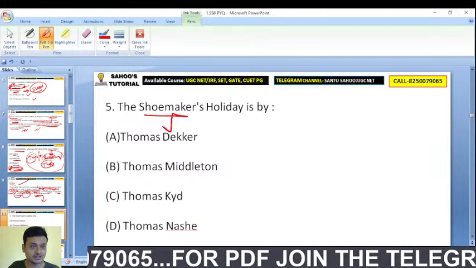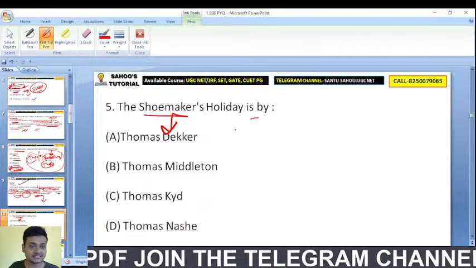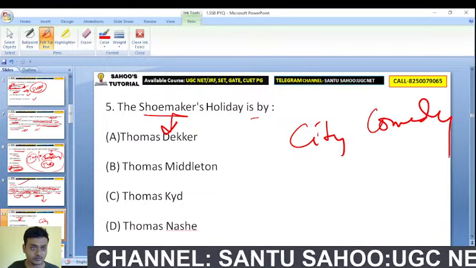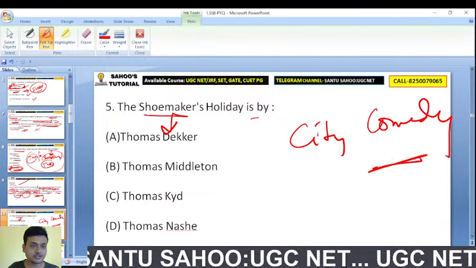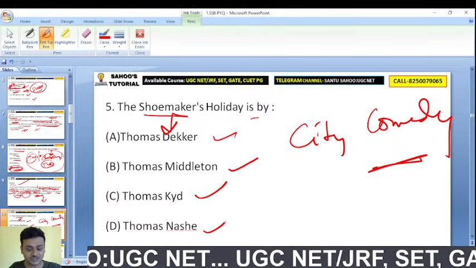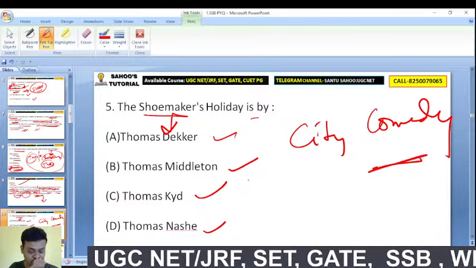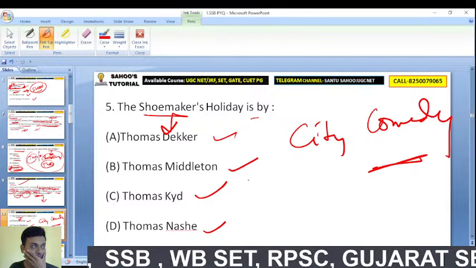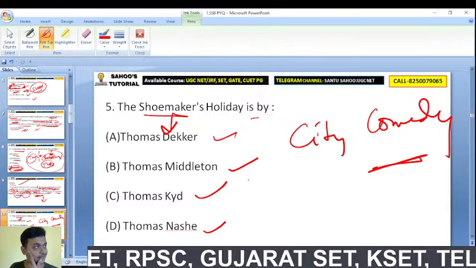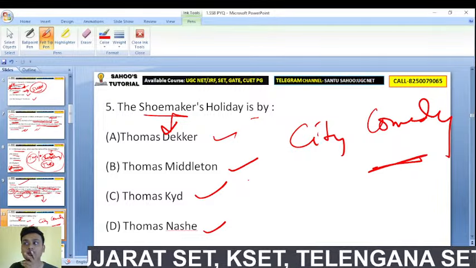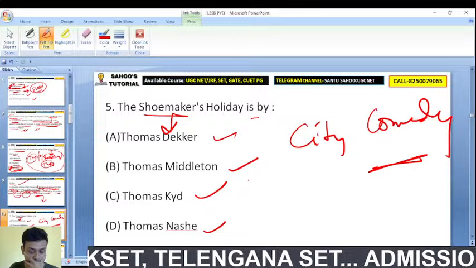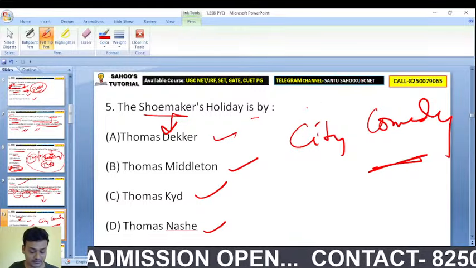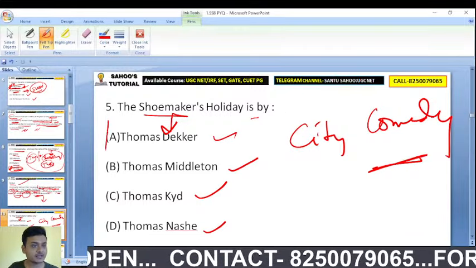The Shoemaker's Holiday. The Shoemaker's Holiday is actually a city comedy. Okay. The Shoemaker's Holiday is a work by Thomas Dekker, Thomas Middleton, Thomas Skeat, Thomas Nash? Excellent. It's actually Thomas Dekker.